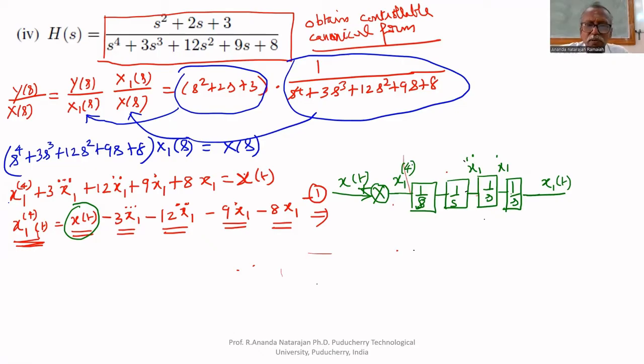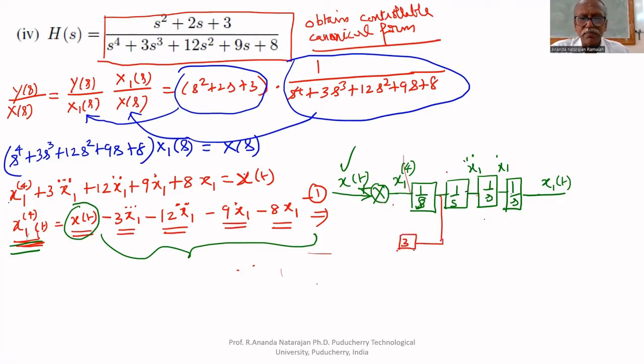Now the fourth derivative of x1 is available, and this is equal to x(t), which is given here. What are the remaining things we have to give? These are the 4 elements. The third derivative is available here. How many times do we have to multiply? 3 times, and we have to subtract it from this.